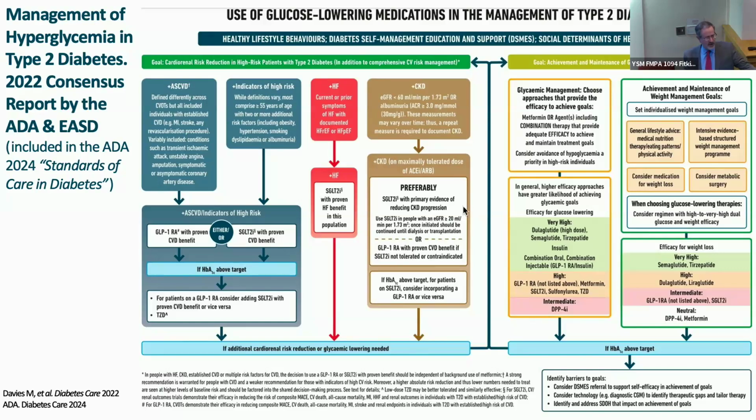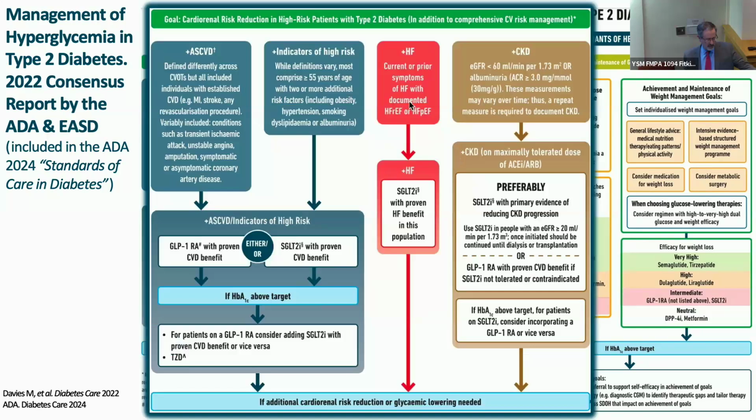So this is the latest iteration of the ADA guidelines. And the bottom line is that the decision to treat a patient with diabetes has to take into account a very simple question: does your patient have CVD, any form of CVD, heart failure, or CKD? So if it's cardiovascular disease, you start with either a GLP-1 or an SGLT2, no longer metformin.